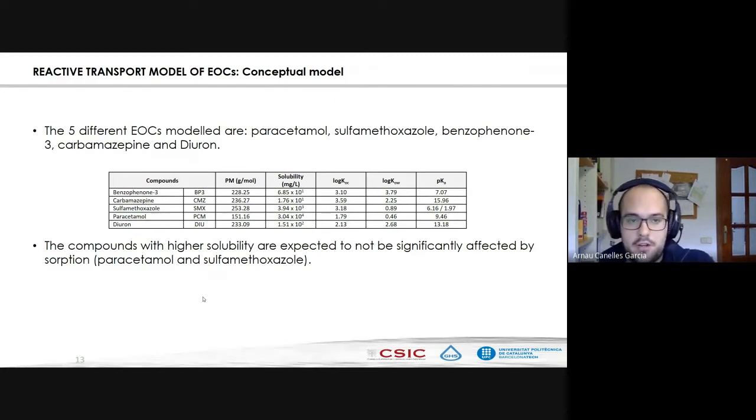In the case of the emerging organic contaminants, we took into consideration 5 of them, which were benzophenone 3 or BP3, carbamazepine, sulfamethoxazole, paracetamol, and diuron. We have here some of the main information about them: the partition coefficients, the pKa, the solubility, their molecular weight. This is just to have a general picture of the data. But what we can see is that compounds with higher solubility would be expected to have more absorption, and as we will see, this pattern is shown in the further data that we will see.